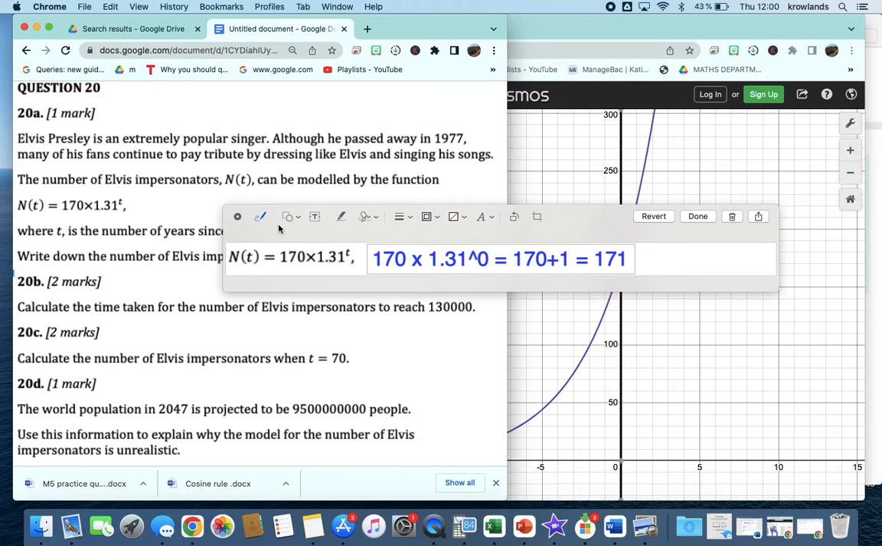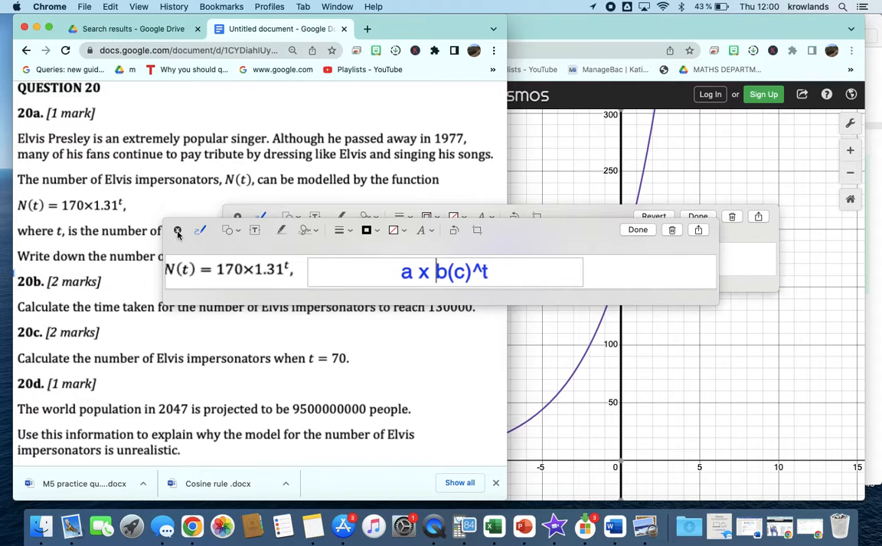Another way we could do this is by thinking about where we are going to get a y-intercept. And the y-intercept of an exponential function is defined as follows. If we've got a times b to the power of t, there's a special method of working out what is going to be the y-intercept. So the y-intercept here is 171. Let's have a think about where we've got the 171 from.